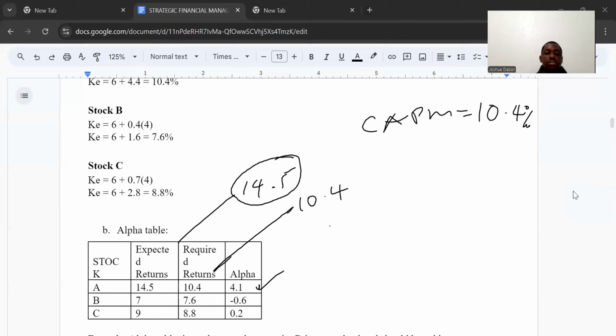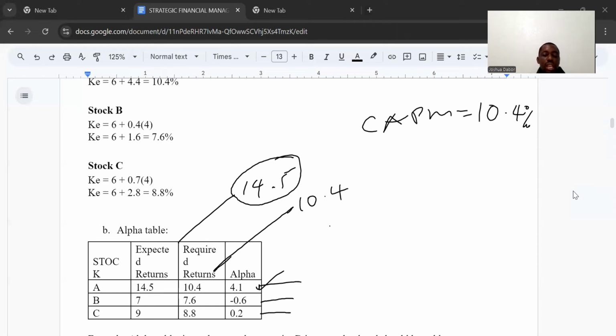Let me give you 2 minutes to fill in the values here. Is it overvalued or undervalued? Let me see if you are going to get it. All right, I assume you got it.